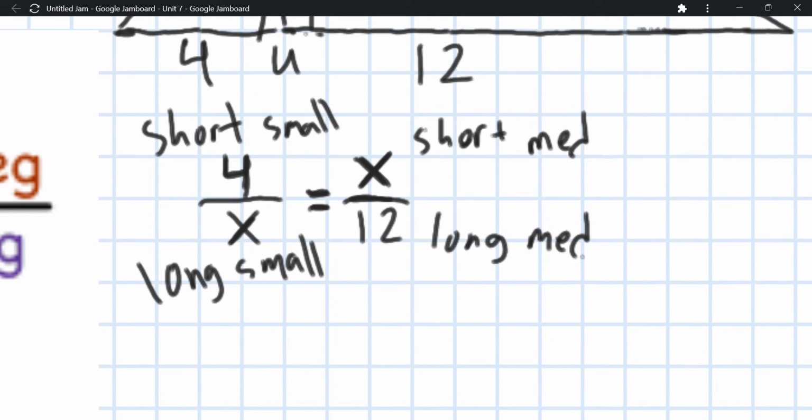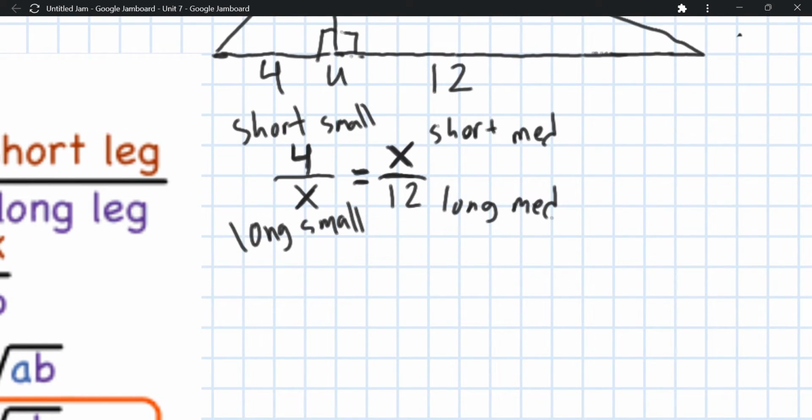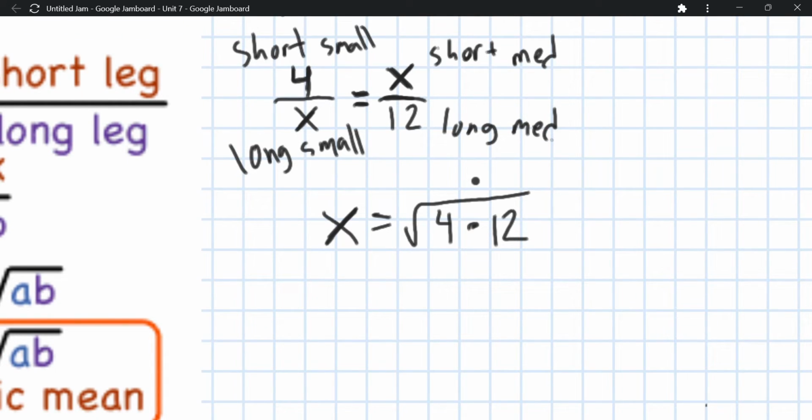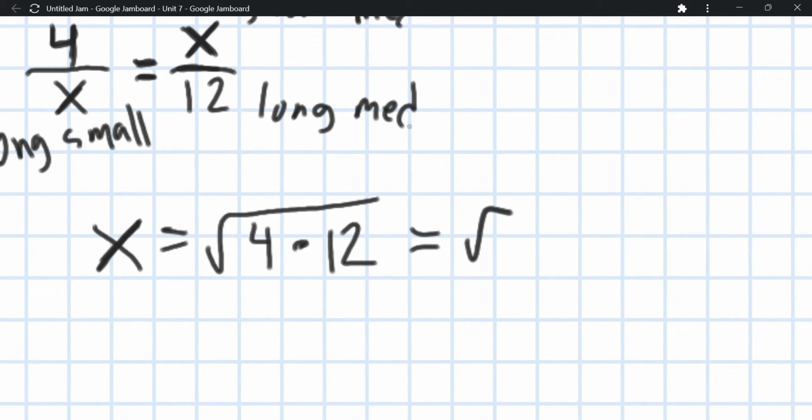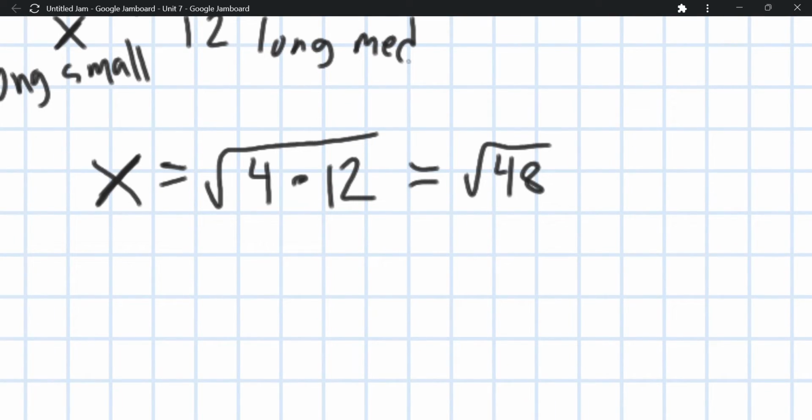Yeah? All right, great. So there you have it. This is your 4 is your A, 12 is your B. I can just jump ahead instead of working all that out and just say x is equal to the square root of 4 times 12. Or you can say x is equal to the square root of 48. But 48 is not a perfect square, so I don't want to write it as a funky fraction. I want to make it as clean as possible.